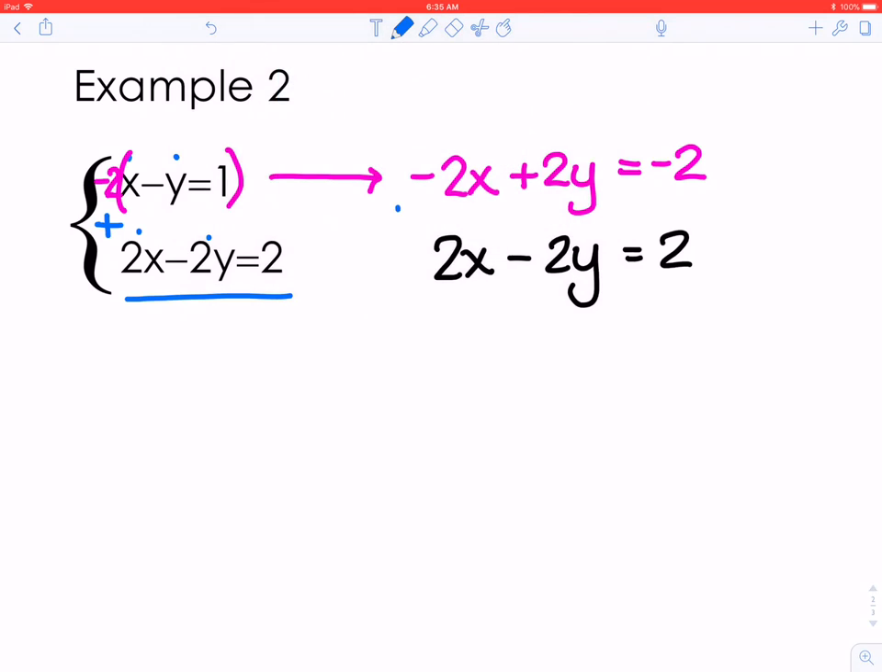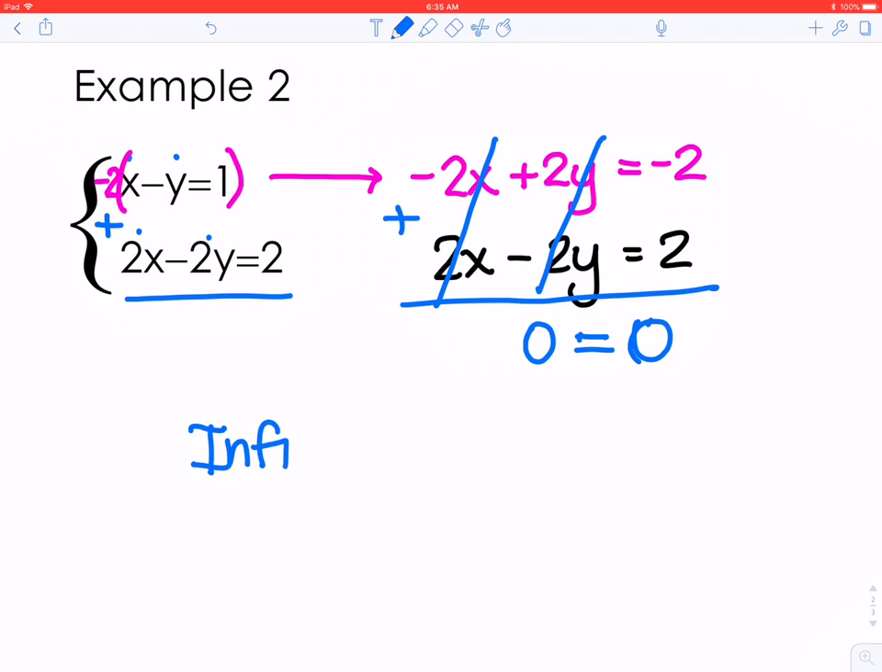And now we will add to eliminate. And because my x's are opposite, negative 2x plus 2x equals 0, that's eliminated. Continue adding. 2y plus a negative 2y is also 0. So both variables have eliminated, and my left side has no weight whatsoever. So 0 equals negative 2 plus 2 is also 0. So is my scale balanced? Does 0 equal 0? Always. And so that means that we have infinitely many solutions.